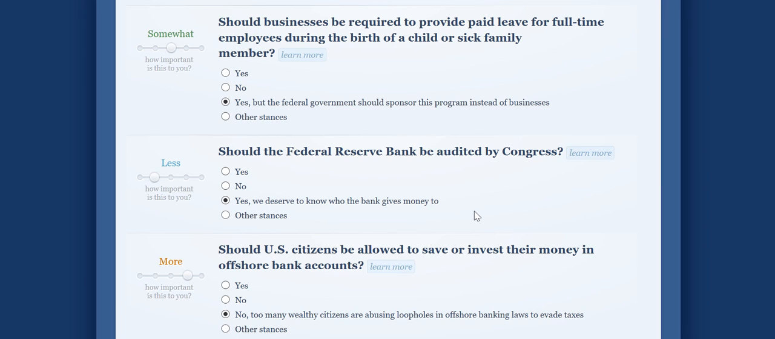Okay, should U.S. citizens be allowed to save or invest their money in offshore bank accounts?